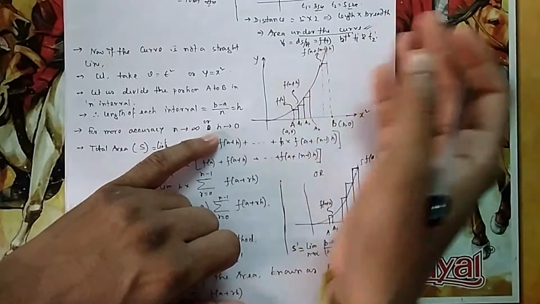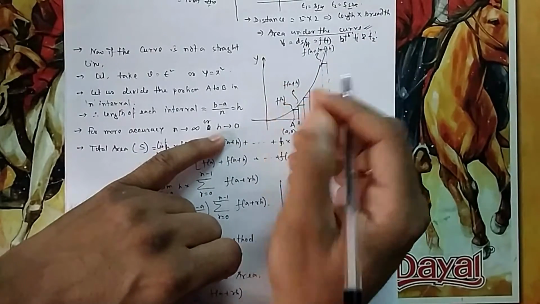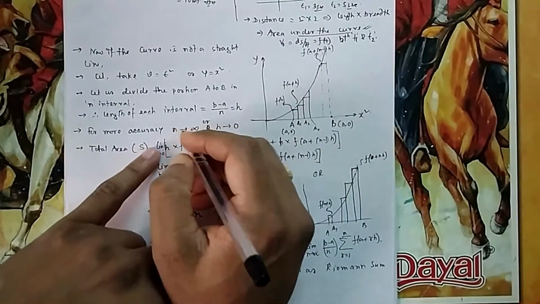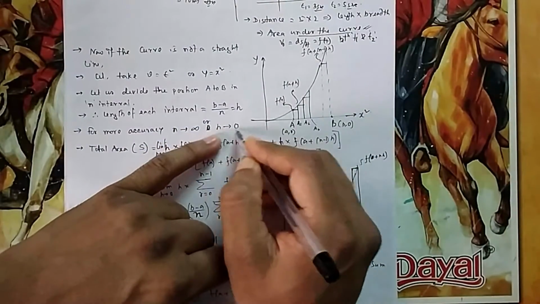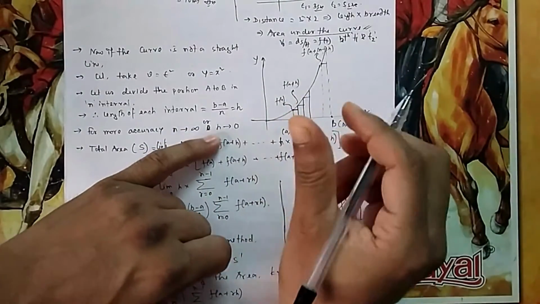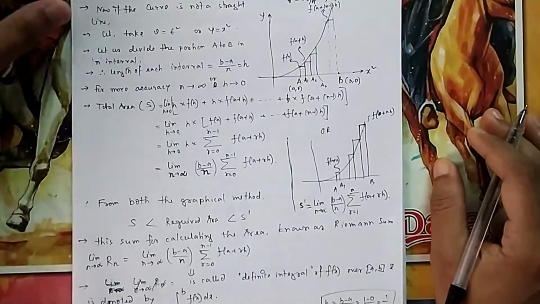Because you are taking an infinite number of rectangles, each rectangle's width will be very close to 0. You can say that for more accuracy, your n will tend to infinity. If n tends to infinity, then your h will tend to 0. This width is very, very small, so that you can take more and more rectangles.